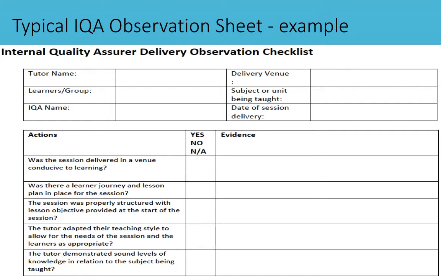So for example, the second one down is, was there a learner journey and lesson plan in place for the session? So typically as an IQA you would ask at the start of the session perhaps to see the tutor's lesson plans and observations so that you can look at them and check them whilst the session is unfolding in front of you.